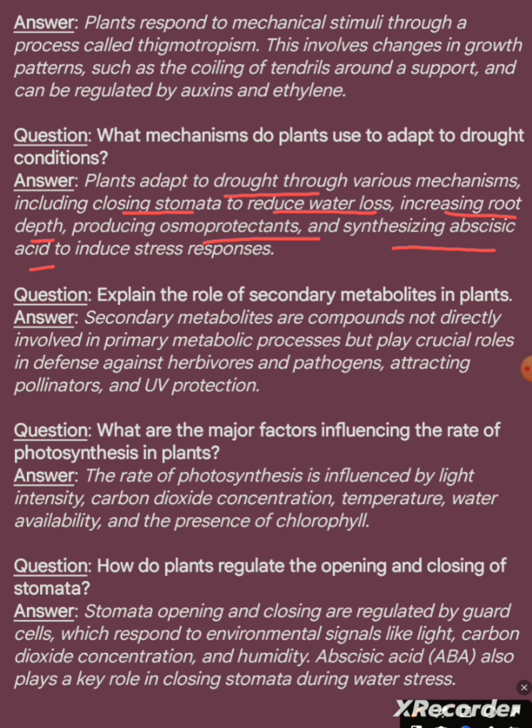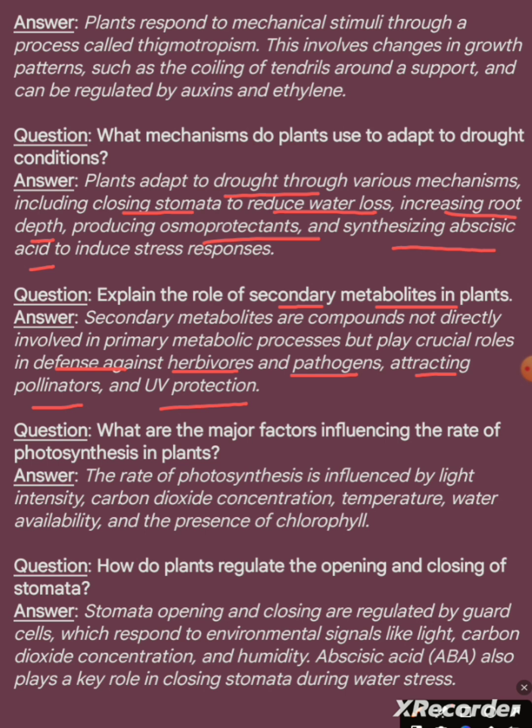Next question. Explain the role of secondary metabolites in plants. Answer. Secondary metabolites are compounds not directly involved in primary metabolic processes but play crucial roles in defense against herbivores and pathogens, attracting pollinators, and UV protection.